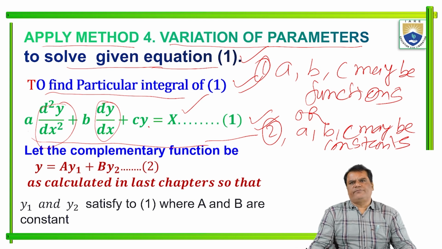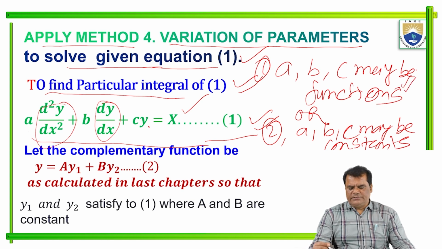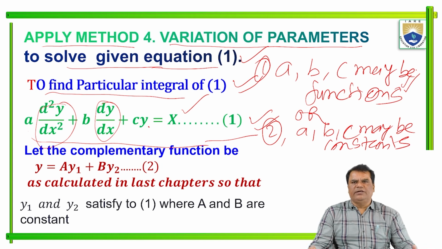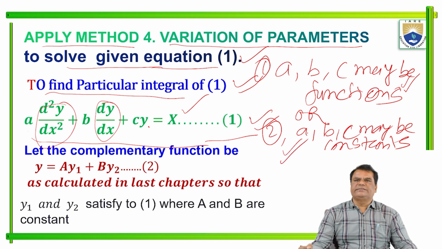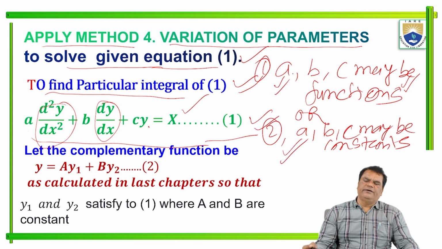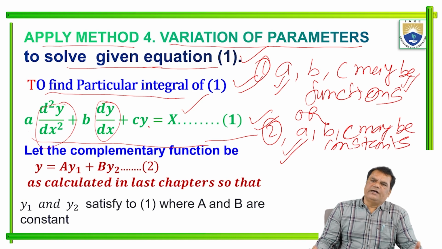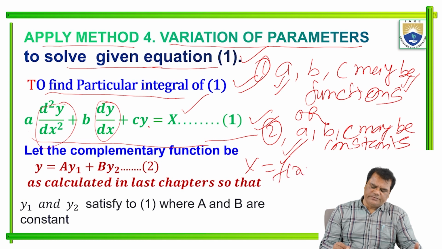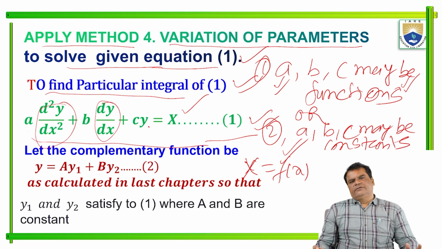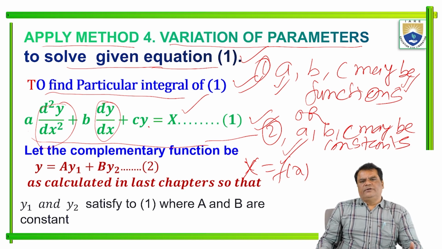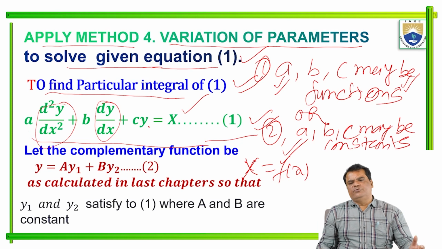If these are functions, then the equation is known as a linear differential equation of second order with variable coefficient. If these are numbers or constants, then this equation is known as a linear differential equation of second order with constant coefficient. And X is always a function of x. X is on the right hand side. So now we start the solution, the method and the formula, how it works in a differential equation to find the solution.